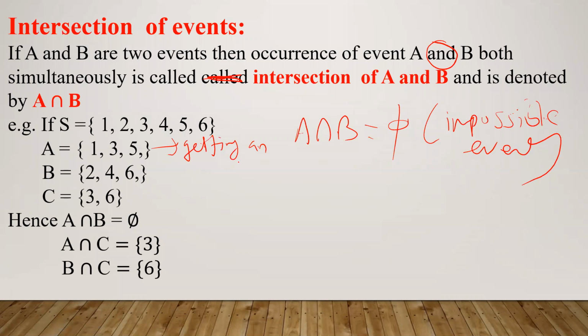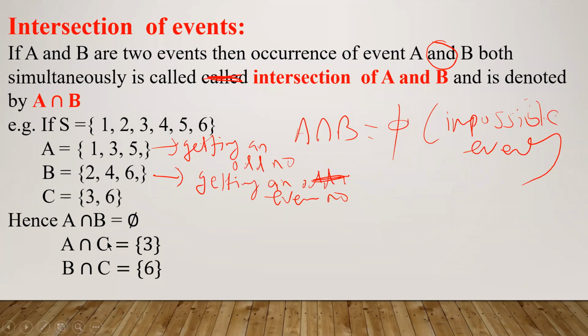Getting an odd number. And what is my event B? It is getting an even number. And it is just impossible to get a number which is odd as well as even. A number cannot be both odd and even. Okay, so there will be nothing common to these two. So A intersection B is empty set or impossible event.